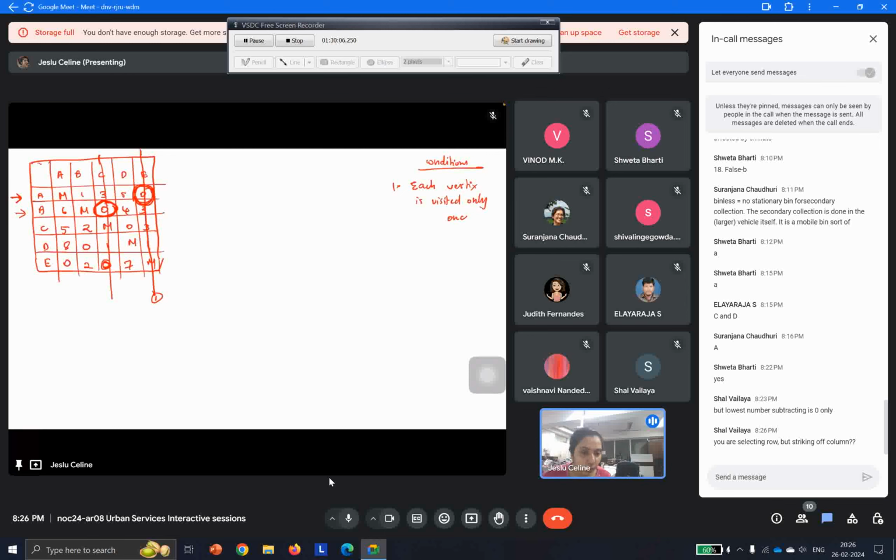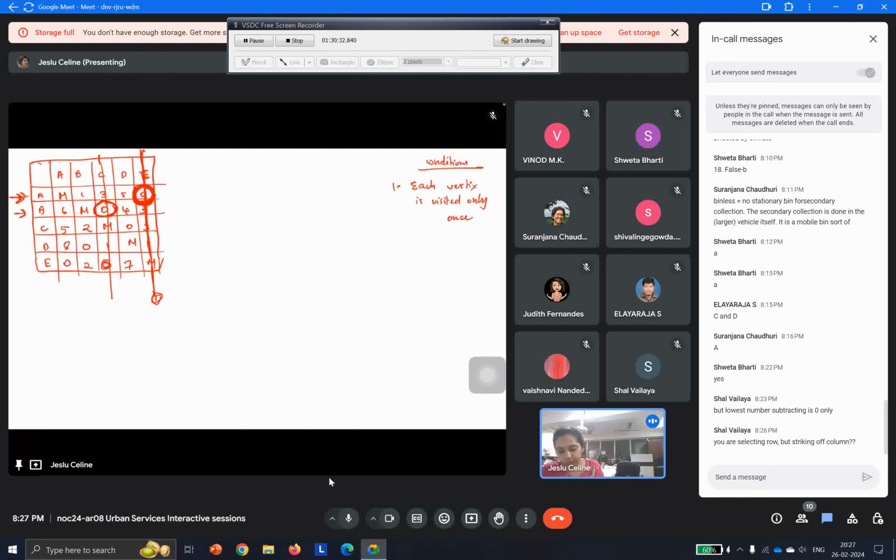There's a doubt: you are selecting the row but striking off the column, yes. For this column, where is the zero located? I've already taken that, which means A to E is the lowest, shortest distance, so I'm striking off the column. You're absolutely right. We are selecting the row, but we strike off the column so that it doesn't repeat. Just follow these steps, and at the end you will understand why this is helping us.